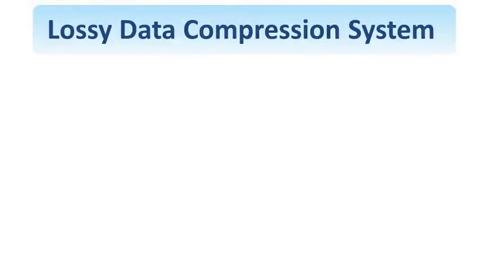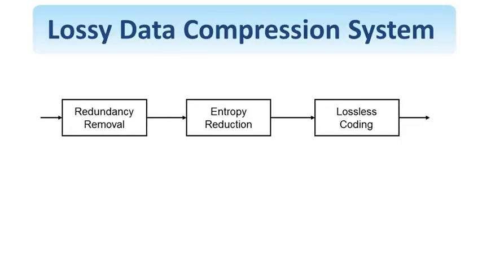Any lossy data compression system, be it a speech, audio, still image, or video compression system, and we'll be studying the last two during this and next week, consists of the three building blocks shown here. According to the first one, the redundancy in the data is removed. As we mentioned earlier, the existence of redundancy in the data is one of the two reasons data is compressible.